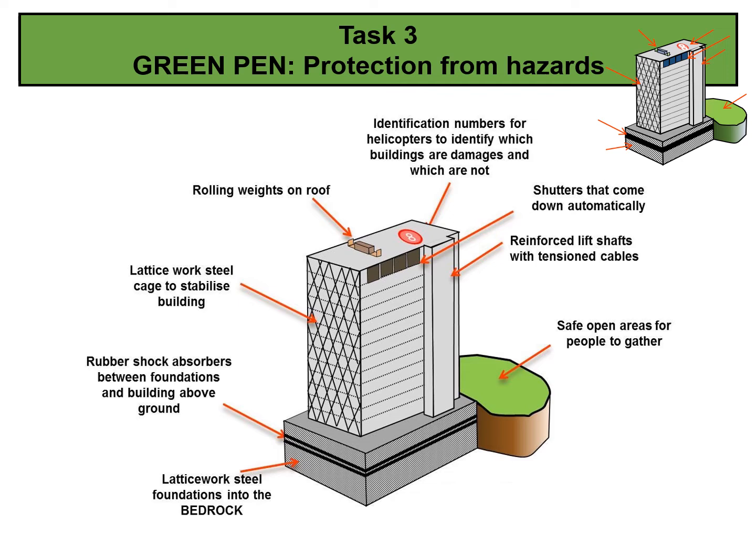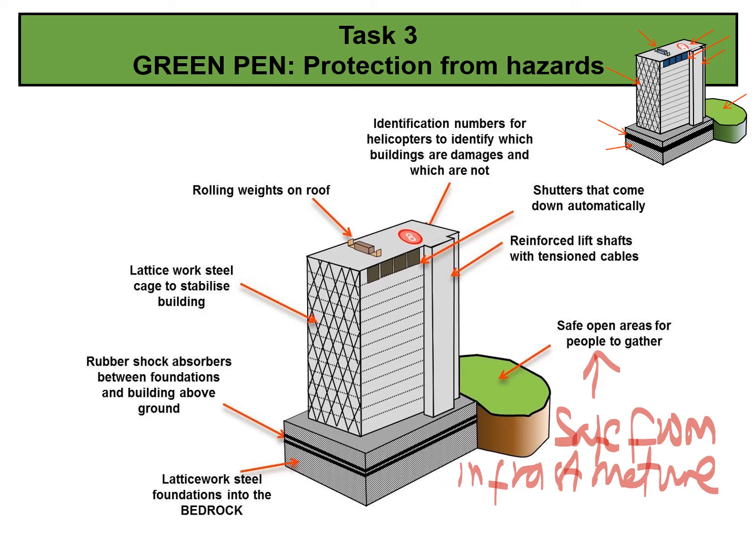So make sure then that you've got all of these things down. Some things that we can identify is that they have safe open areas for people to gather. So places where buildings or infrastructure isn't likely to collapse on them, so they're safe from infrastructure collapsing. So this will reduce the amount of deaths.